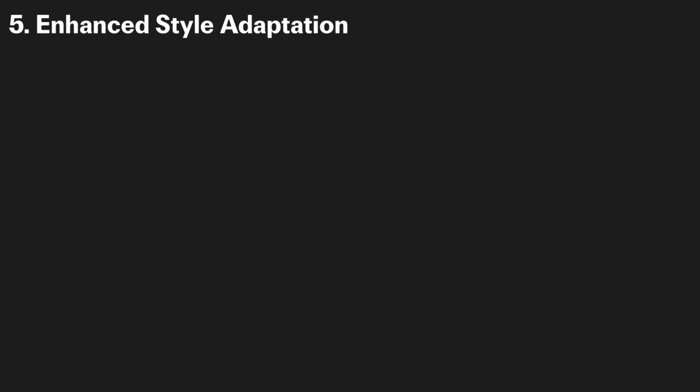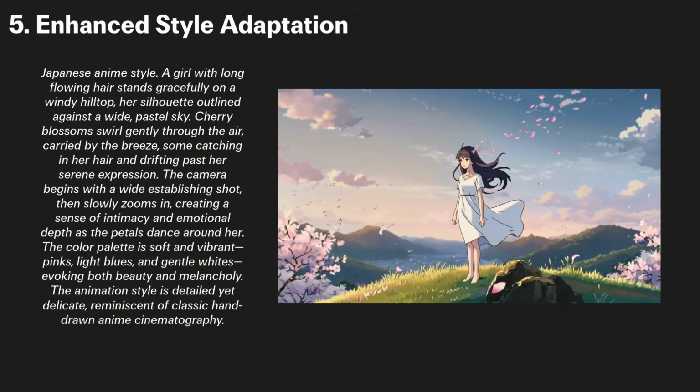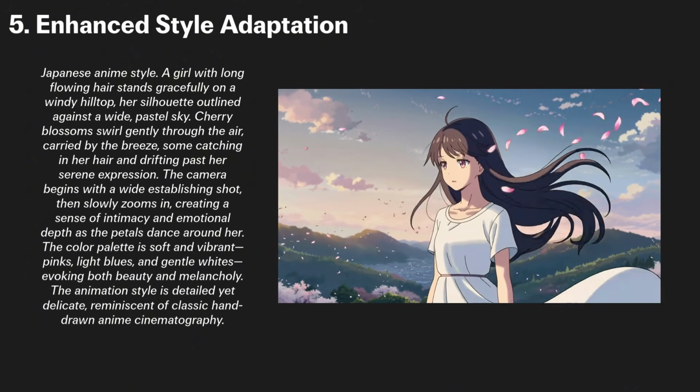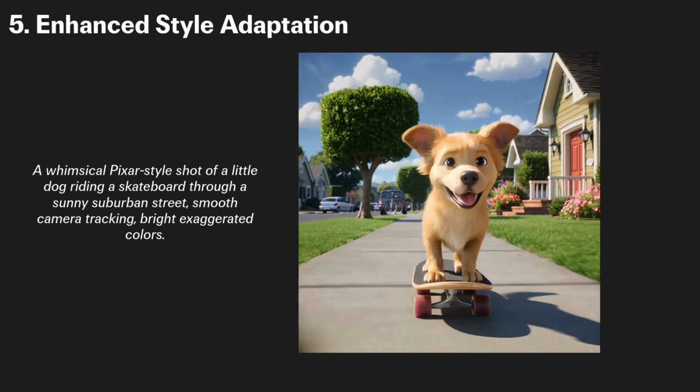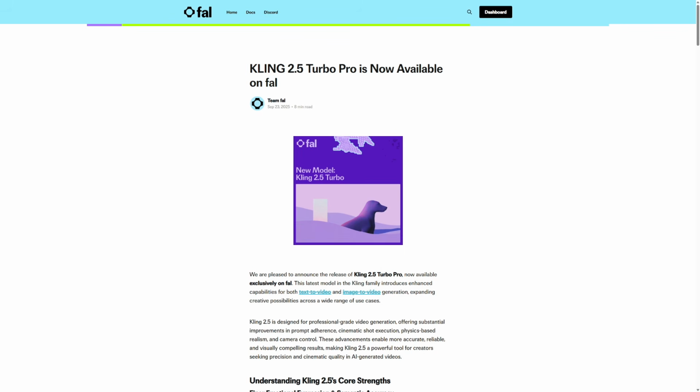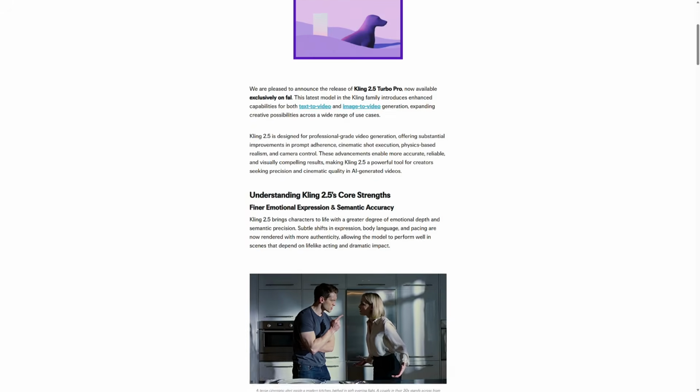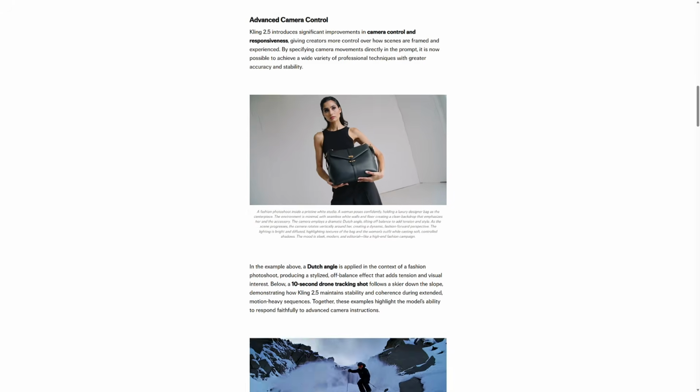Finally, Kling 2.5 offers enhanced style adaptation. It does a great job at portraying 2D anime-style aesthetics, as well as crisp, high-res animations, like this dog riding a skateboard.